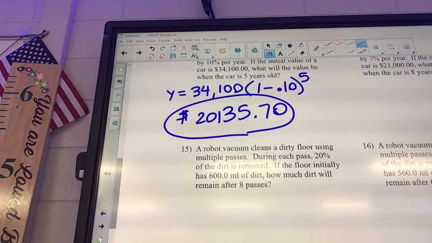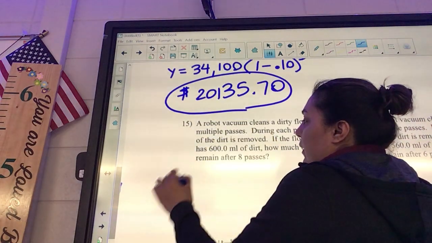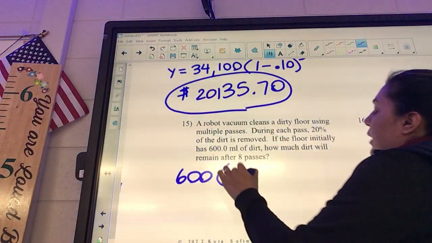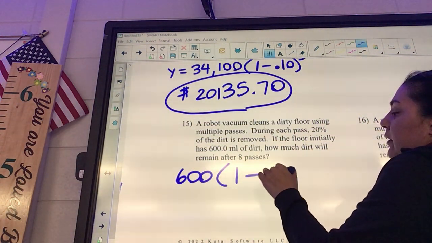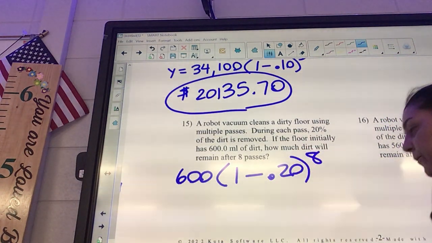A robot vacuum cleans dirty floor using multiple passes. What's our initial amount? 600. And we got 1 minus 0.20. After how many passes? 8 passes.